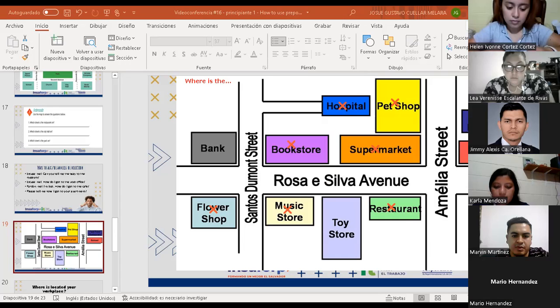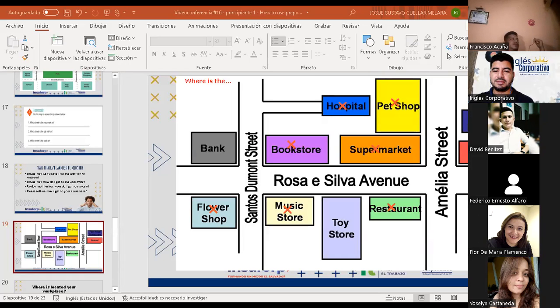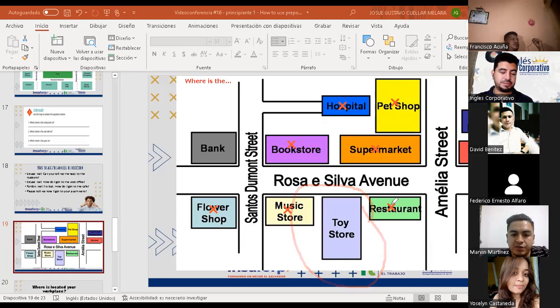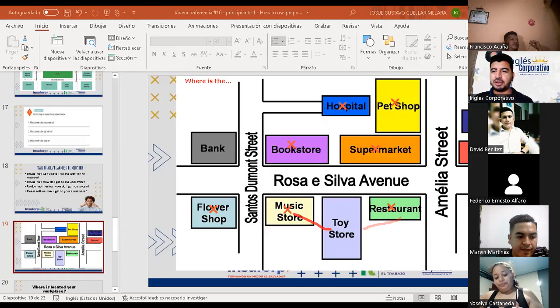Y para terminar, le preguntamos a Marvin. Ya pasaste, Marvin. Okay. Bien, ni modo. Where is the toy store? The toy store is next to restaurant and music store on Rosa Silva Avenue. Thank you. Very nice. You did really good, my friends.